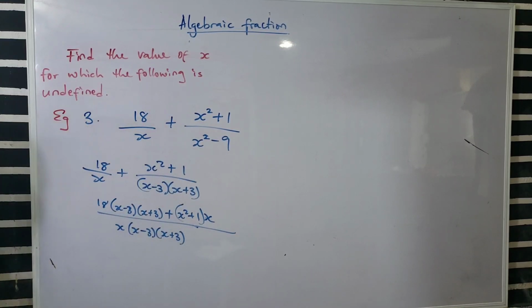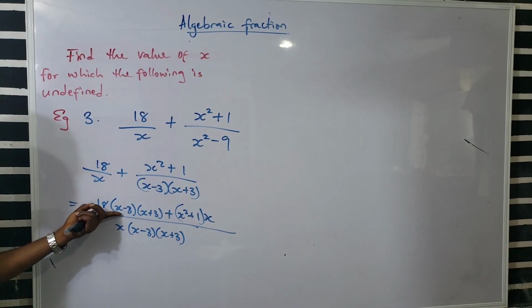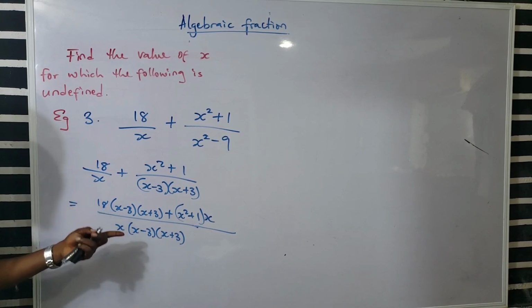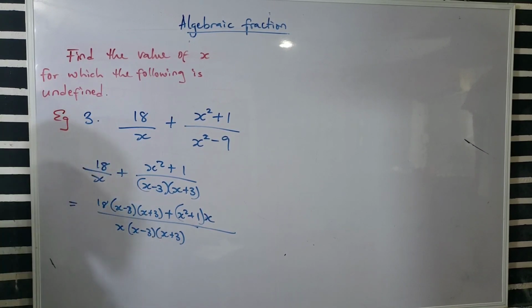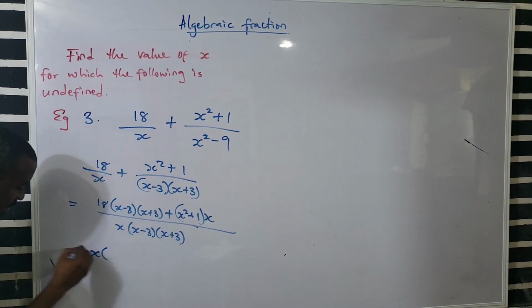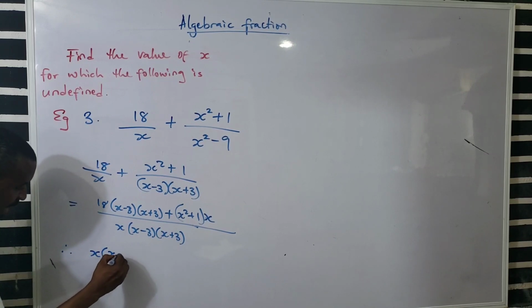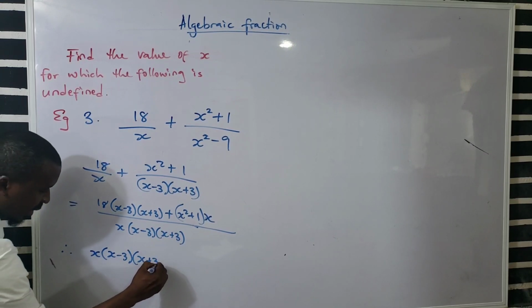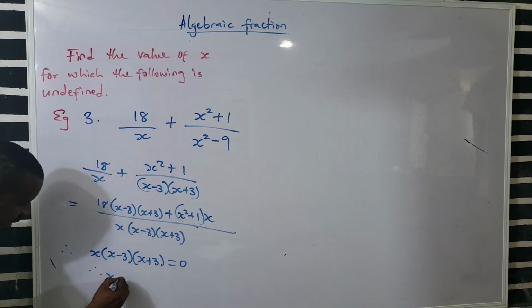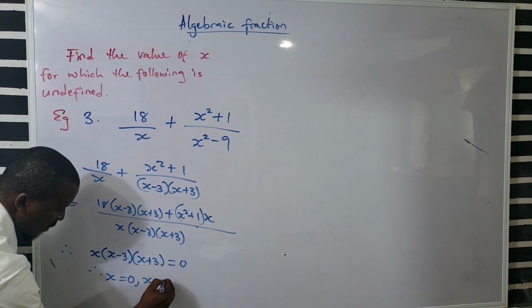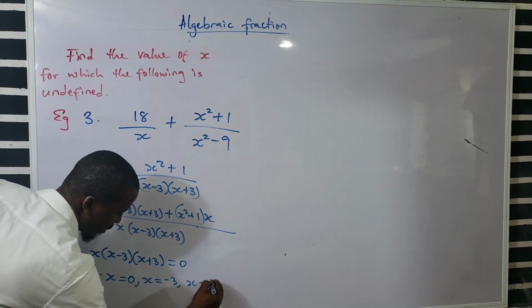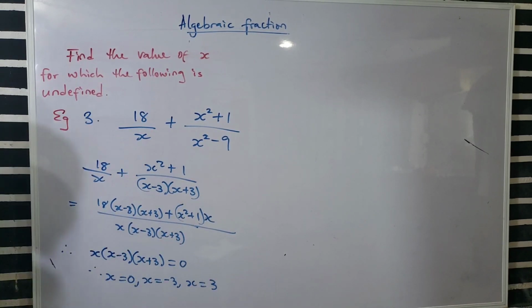Okay, so of course we don't care about what happened at the numerator. Our interest is always at the denominator, because there's no value of x you can put here that will make the numerator not exist. But immediately the denominator is 0, the whole expression will cease to exist. So when you equate x into x minus 3 into x plus 3 equal to 0, therefore x equals 0, x equals minus 3, and x equals 3.